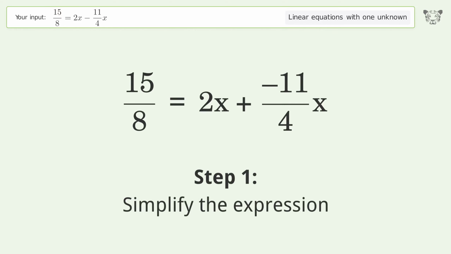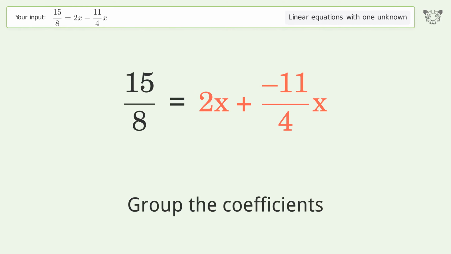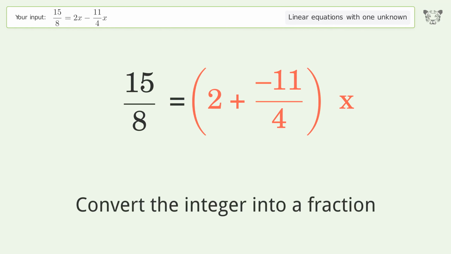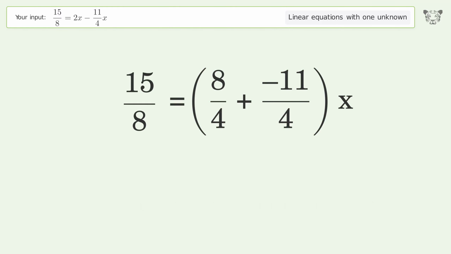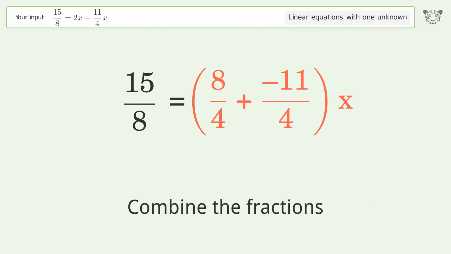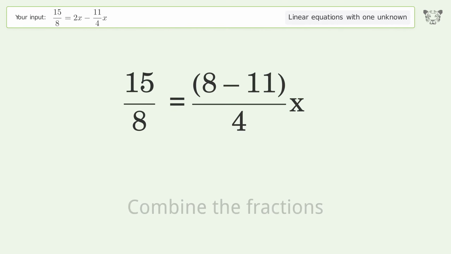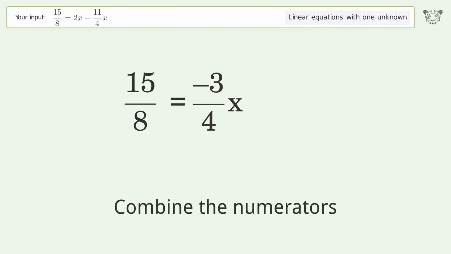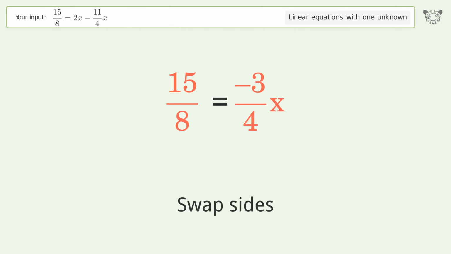Simplify the expression. Group the coefficients. Convert the integer into a fraction. Combine the fractions. Combine the numerators. Swap sides.